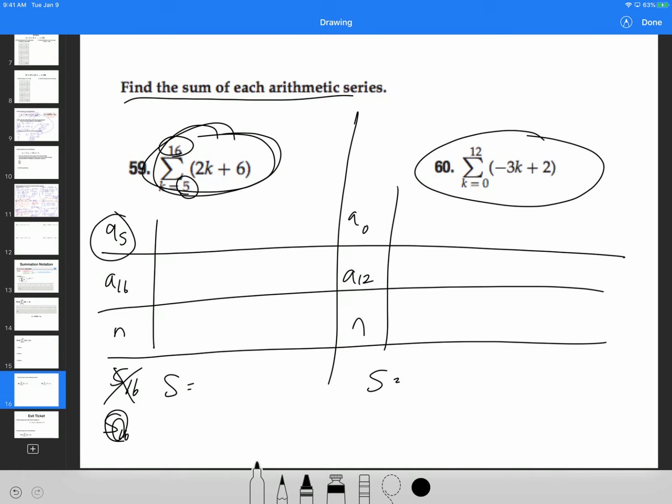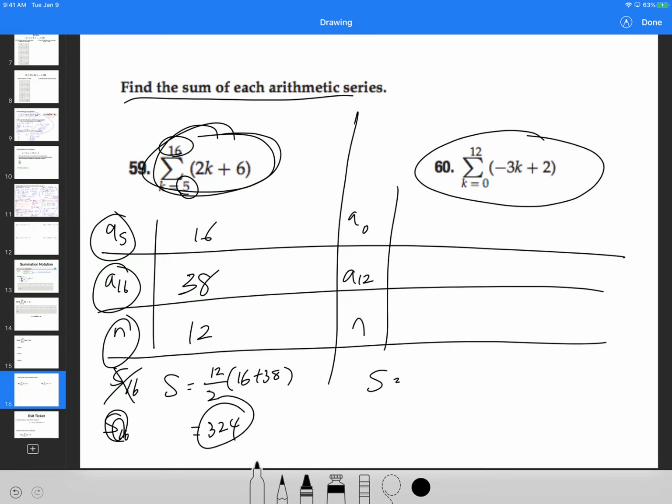Okay, a sub 5 should be 16. A sub 16, if I plug it in, should give you 38, I believe. Yes, and then the n value here would be 12. 16 minus 5 is 11, plus 1 is 12. So once I plug it in, it will be 12 divided by 2 times 16 plus 38. That will be the answer. So my final answer here would be 324. Hope you guys all have that.